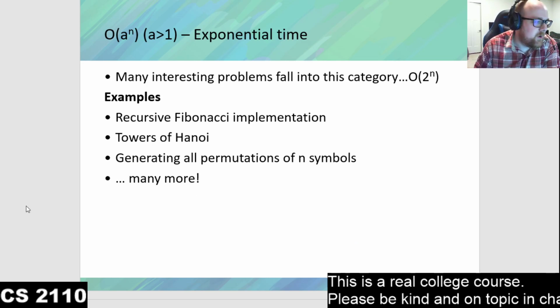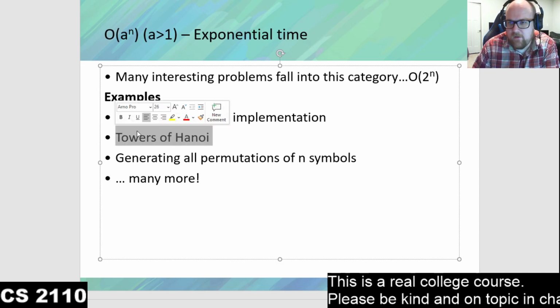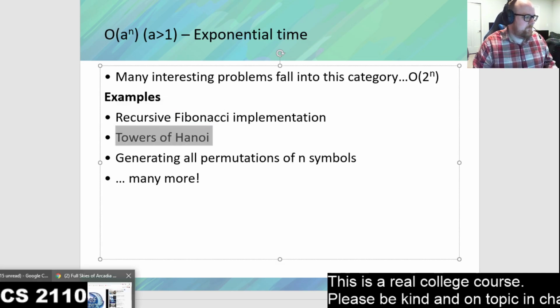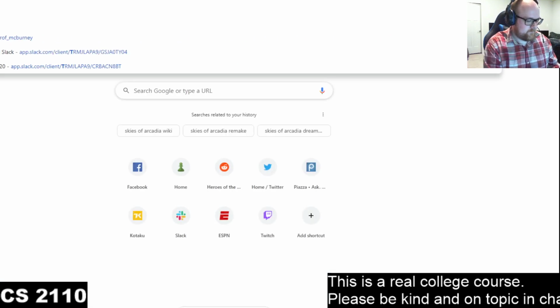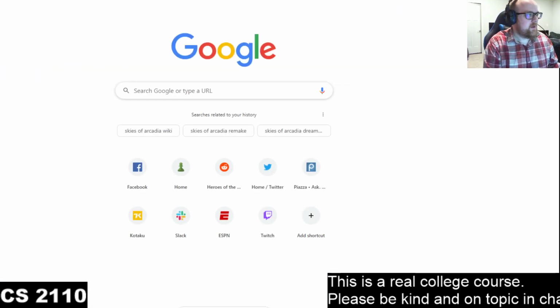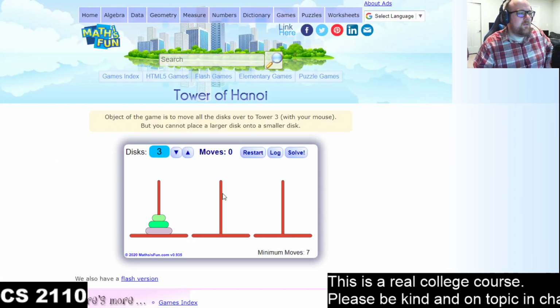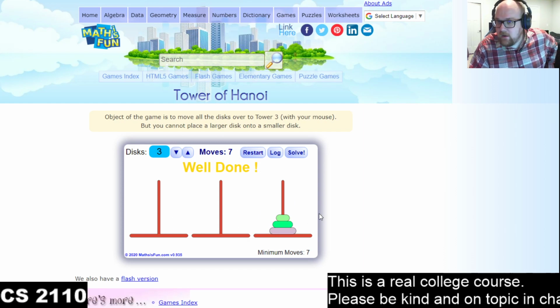But an example is Towers of Hanoi. Towers of Hanoi is a kids game. The number of steps this game takes to play, I'll play it with 3 discs real quick. The formula for the number of steps is actually exponential.